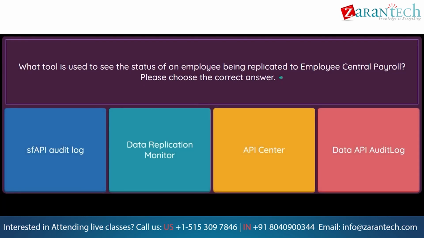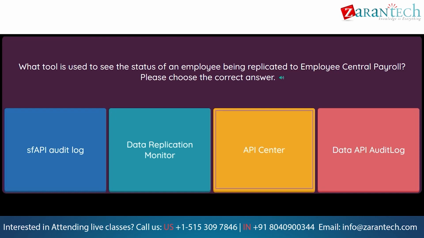Question: what tool is used to see the status of an employee being replicated to Employee Central Payroll? Please choose the correct answer. Option 1 SAP API Audit Log. Option 2 Data Replication Monitor. Option 3 API Center. Option 4 Data API Audit Log.